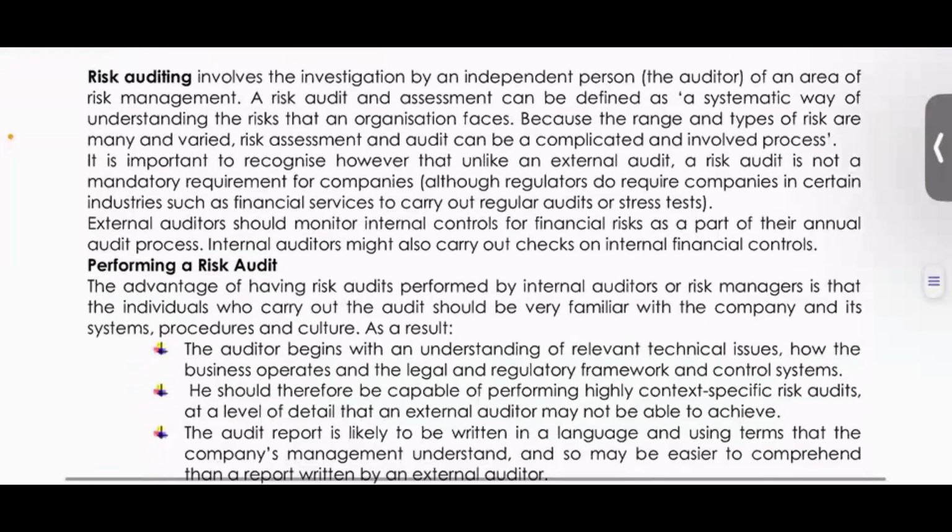Risk auditing involves the investigation by an independent person, the auditor, of an area of risk management. A risk audit and assessment can be defined as a systematic way of understanding the risk that an organization faces. Because the range and types of risk are many and varied, risk assessment and audit can be a complicated and involved process.